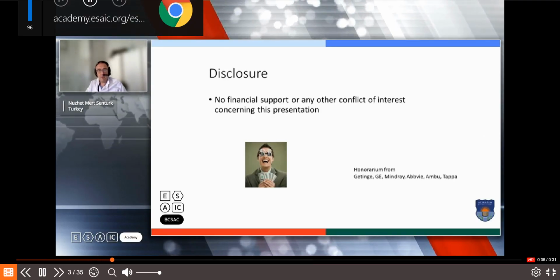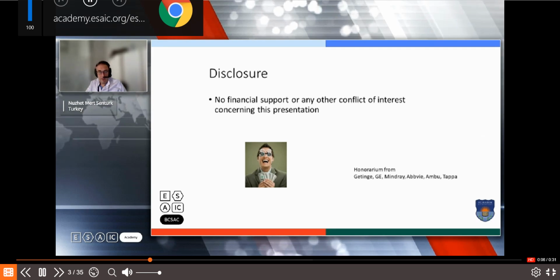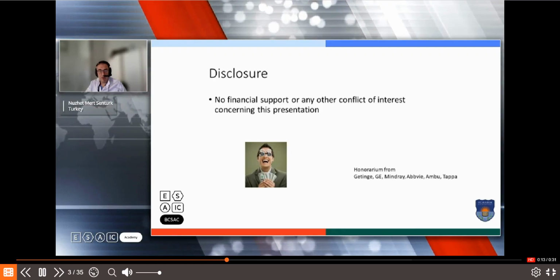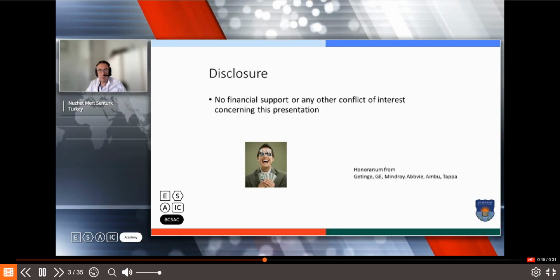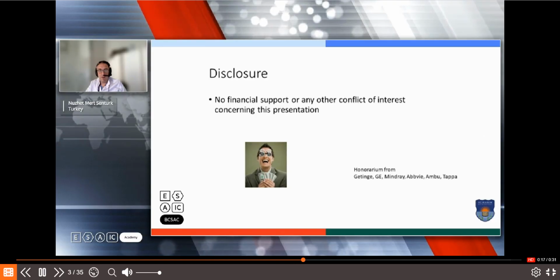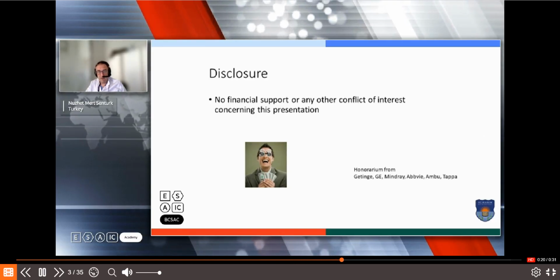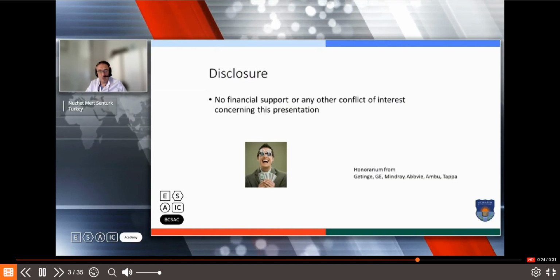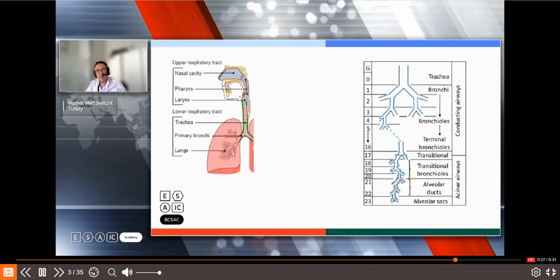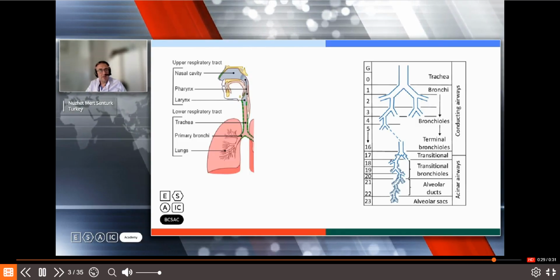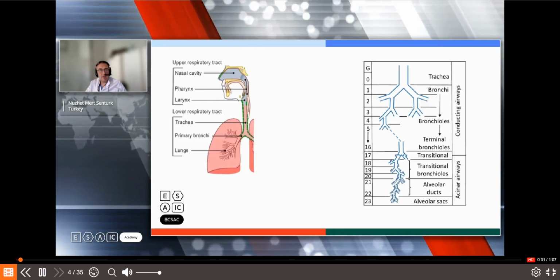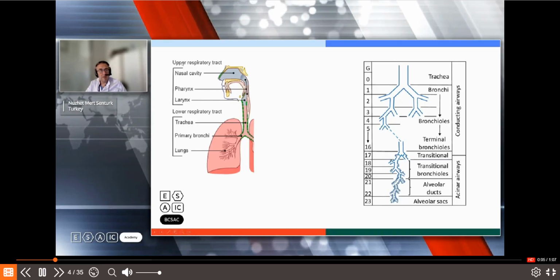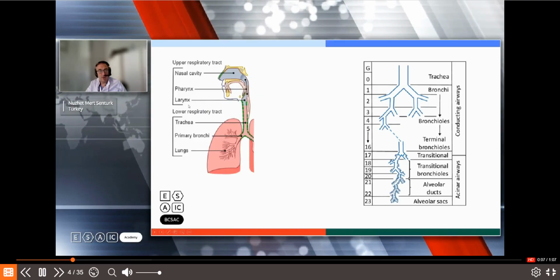This is a huge topic, and therefore I'm going to focus only on some respiratory anatomy and physiologic topics that would be of interest for the daily life of an anesthesiologist, and also I will try to focus on possible questions on respiratory physiology and anatomy in several exams. We'll start with anatomy. We can divide the respiratory anatomy into upper and lower respiratory tract.